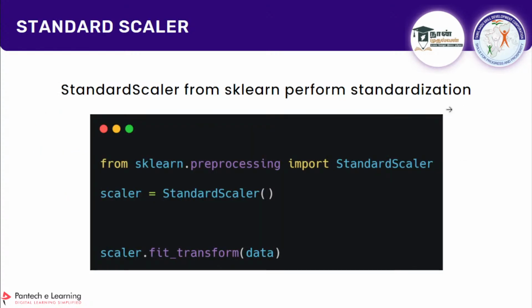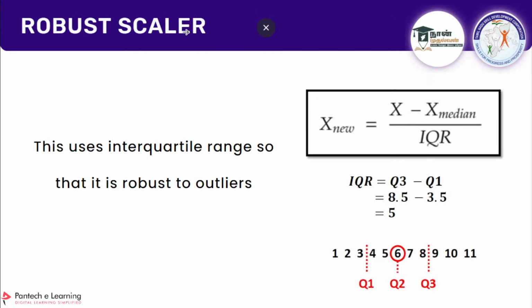In that case, you have to go with the robust scaler. This uses the interquartile range so that it is robust to the outlier. We saw yesterday how to find the outlier. With this IQR, we are going to convert the values. The robust scaler will convert based on the IQR.